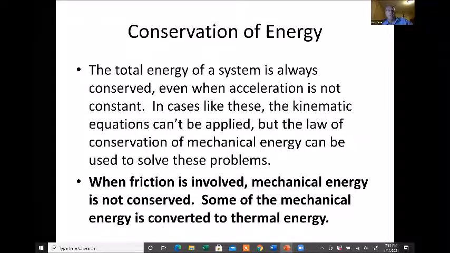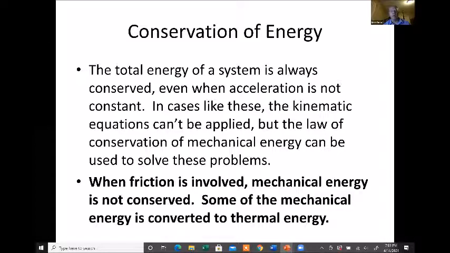So just a little bit about conservation of energy. The total amount of energy in a system is always conserved, no matter what. But oftentimes, especially in AP Physics 1, we're not thinking about the total energy of a system or an object. We're thinking about the mechanical energy, which, remember, only takes into account what two things? What two things correspond to mechanical energy? Potential energy. Yep. And kinetic.